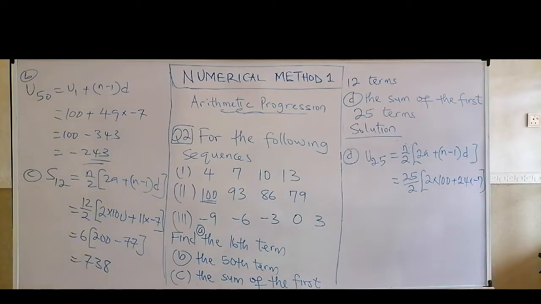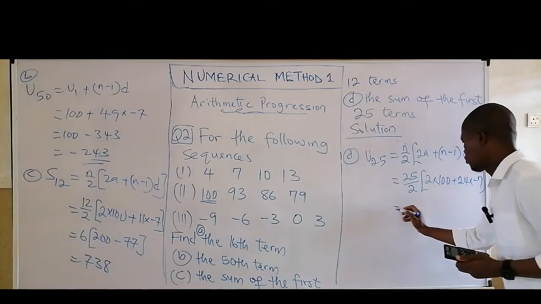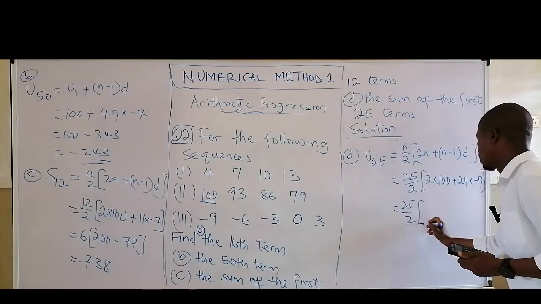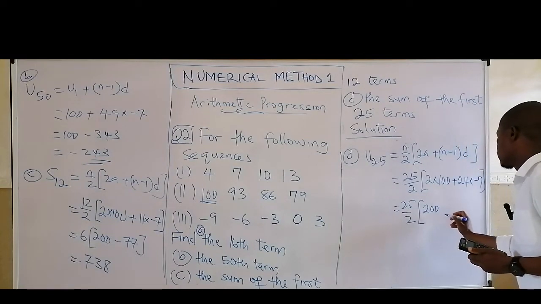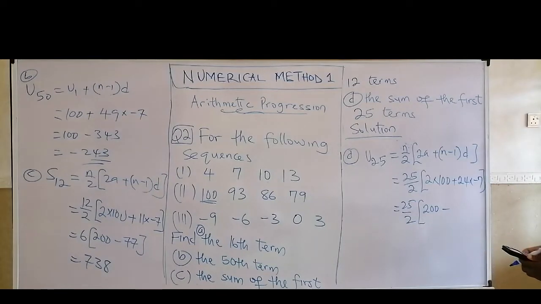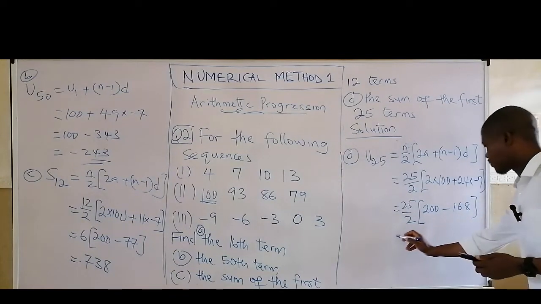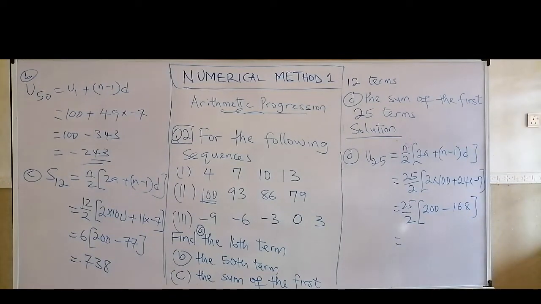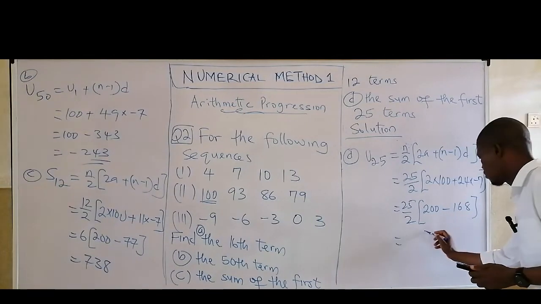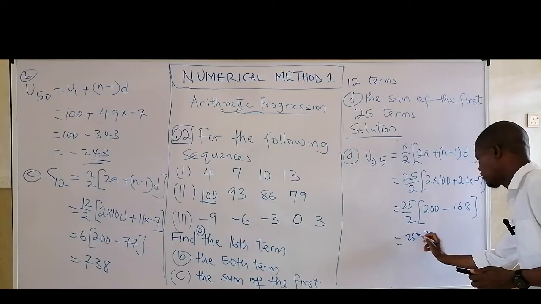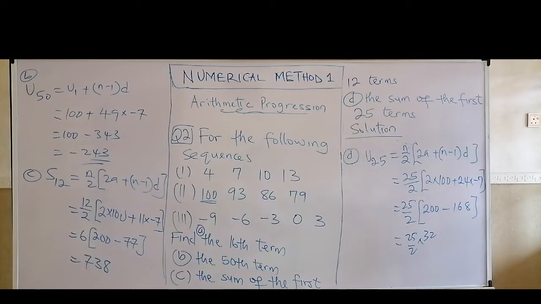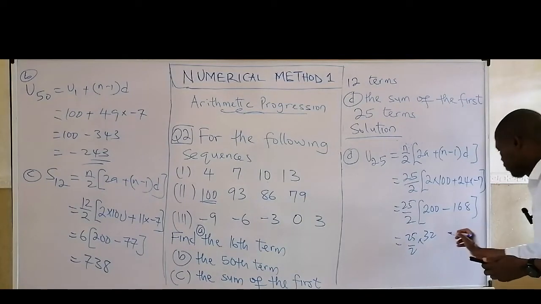d is minus 7. And that will be equal to 25 over 2 into bracket 2 times 100, that's 200. Then minus 24 times minus 7. 24 times minus 7, that's minus 168. Okay? And then 200 minus 168, that's 32. And then that's 32 times 25 over 2, 32 times 25 divided by 2. That gives us 400.